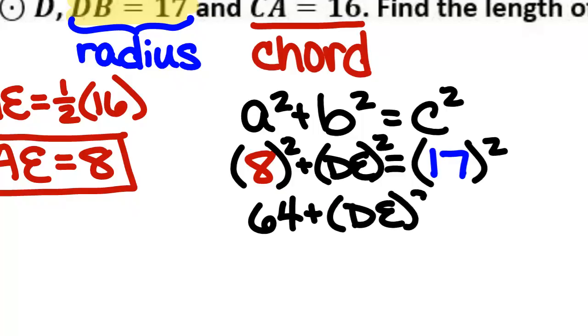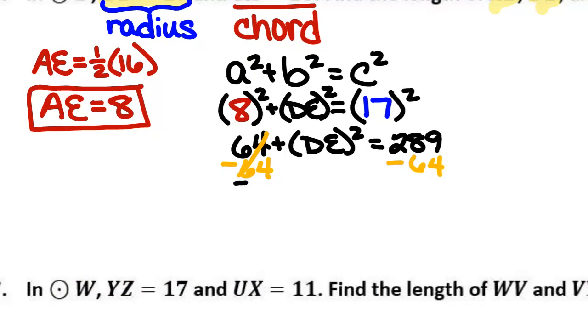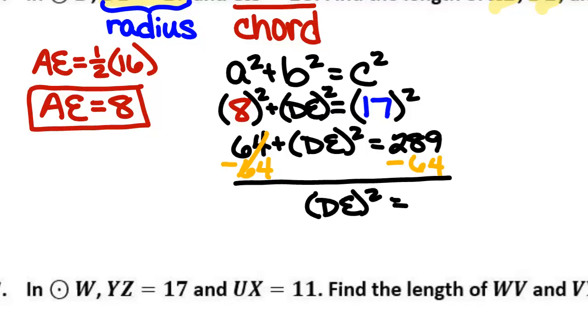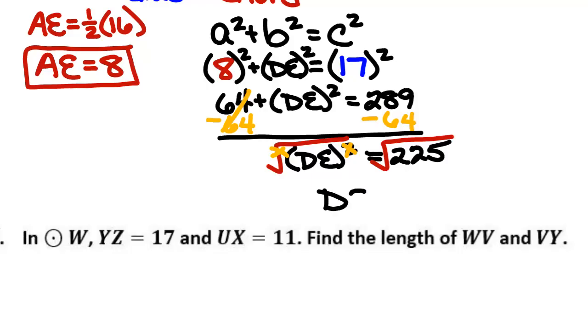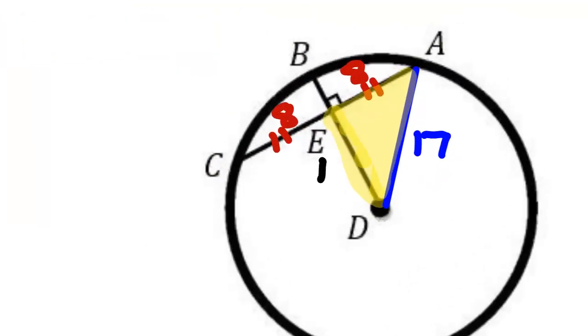What is 17 squared? 289. And then I'm going to subtract 64 from both sides. What is 289 minus 64? 225. So DE squared equals 225. Then we do a square root of both sides. Over on the left, that lets me cancel out my squared and square root. So how big is DE? 15. This one came out nice and pretty. That means that was a Pythagorean triple. DE is 15. I'm going to add that to my picture right here, 15.